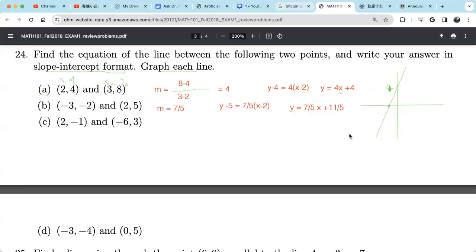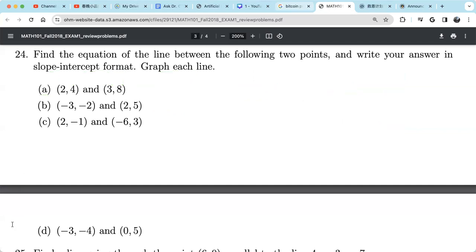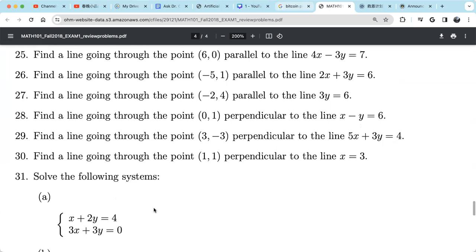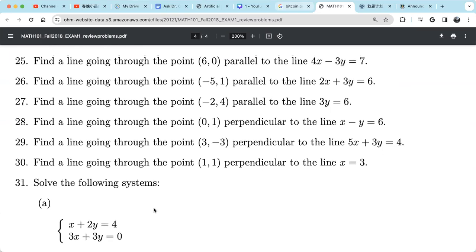And that's it. Okay, I'll leave C and D for you to finish yourself. We still have a couple more questions, but let's leave those to finish later.